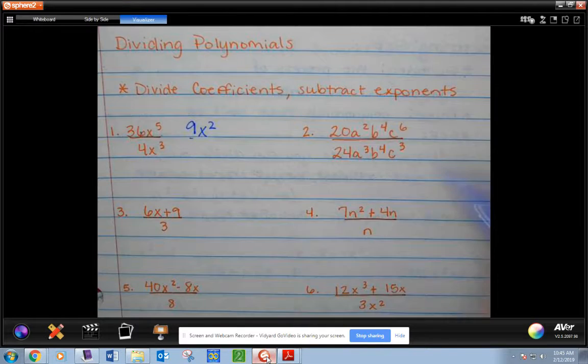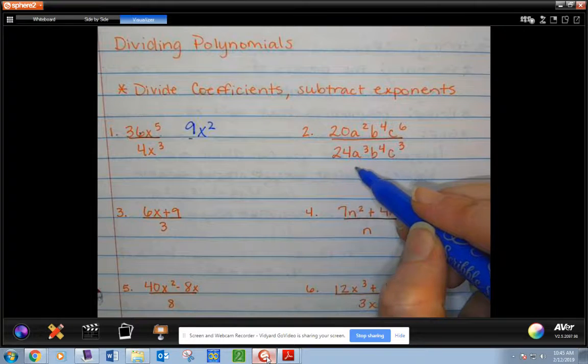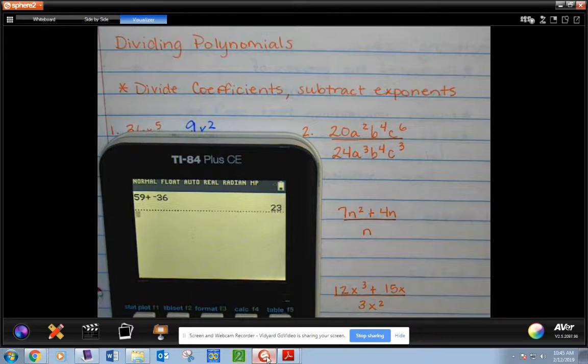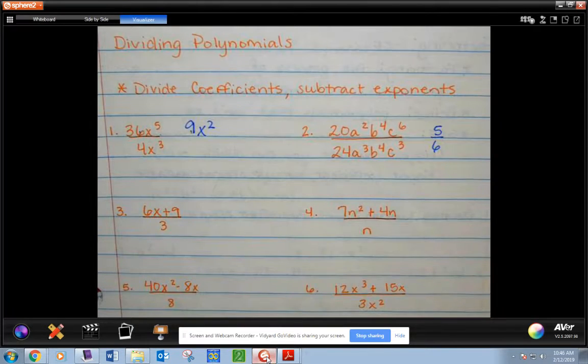Okay, for 2, I have 20a squared b to the 4th c to the 6th divided by 24 a to the 3rd b to the 4th c to the 3rd. Now, I know some of y'all get confused, so if you'll just put in alpha y equals right now and do 20 over 24, the calculator will automatically simplify it for you. And so that gives you 5/6.